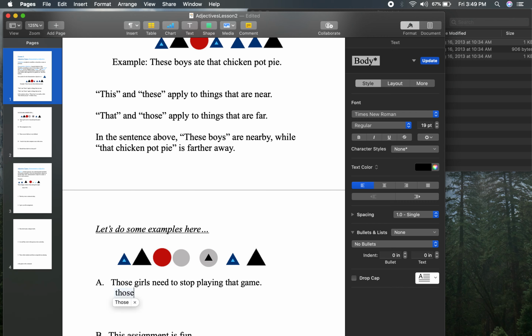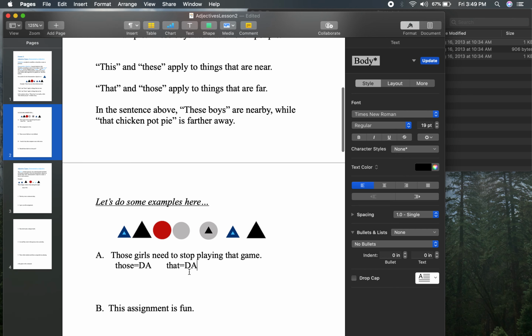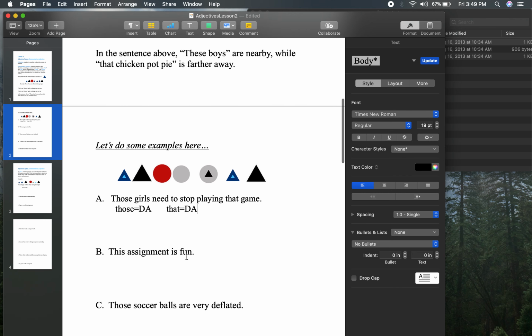Let's see here. Those is a demonstrative adjective. I don't like it when that period happens. That is another demonstrative adjective. Look at that. Very nice. So let's go to the next one.